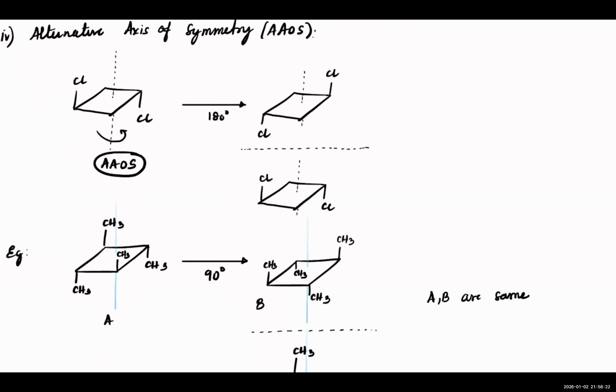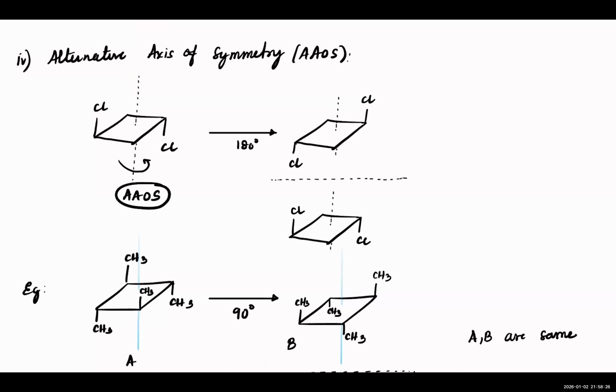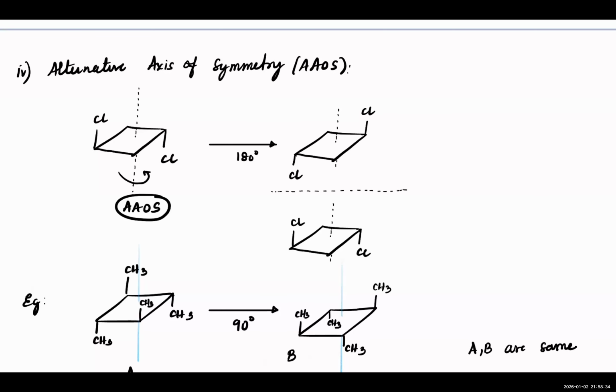Got it? Now, what is an alternating axis of symmetry? See, when it comes to the alternating axis of symmetry, first you have to rotate. Suppose I take an example, because the alternating axis of symmetry is not observed in every case. So you can be very example specific here. In this example, I have a chlorine here and a chlorine here. Okay, and I took this axis and rotated it by 180 degrees. Then what would happen? Correct. This chlorine will come all the way here and this chlorine will rotate all the way here. So this is how it looks, correct? So I rotated 180 degrees with respect to this axis, clear?